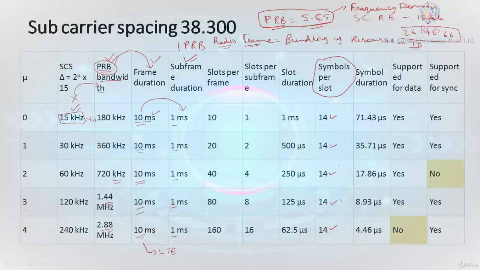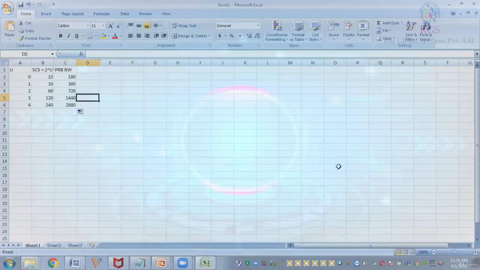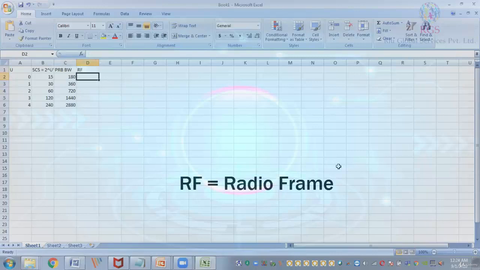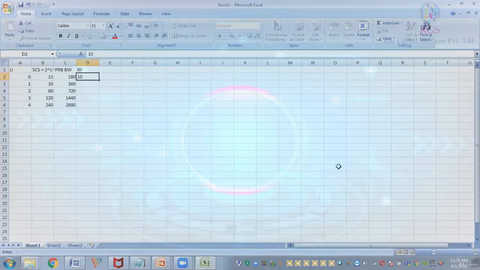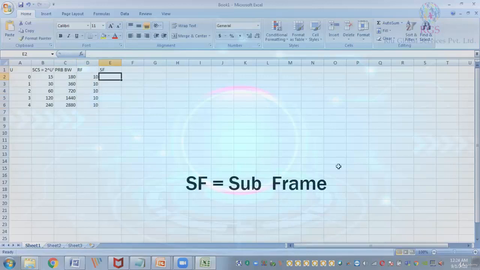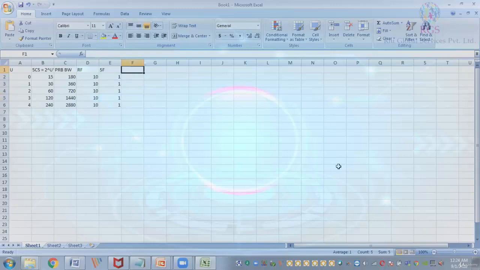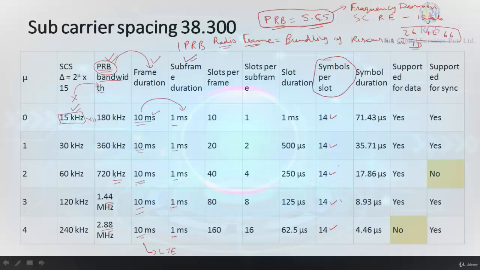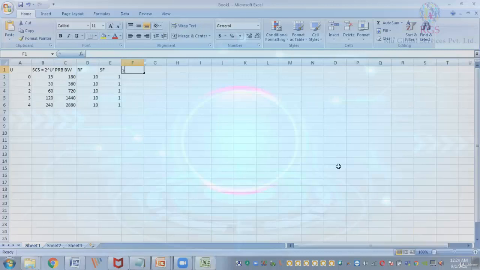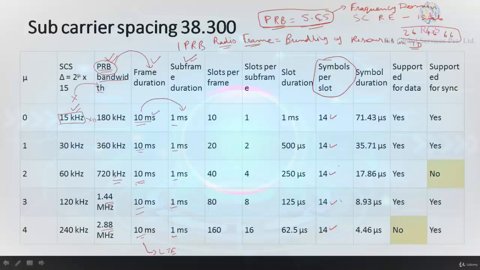So let us write them up. Radio frame 10 millisecond. Subframe 1 millisecond. And symbols per slot. This is also same, 14 in all cases. Now, an important thing here is the symbol duration.